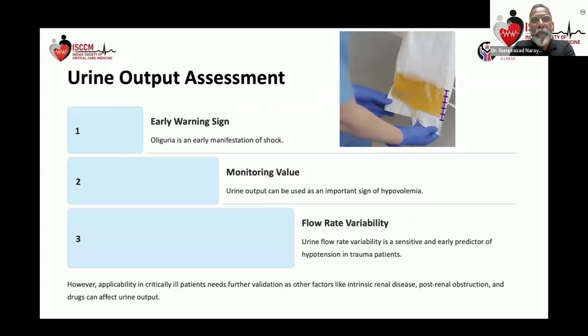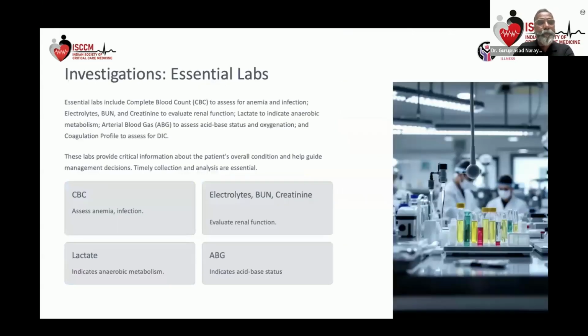If you treat the patient in a very early phase, then the patient's response is also good, and you basically prevent the patient from deteriorating. But here you have to keep in mind that there may be some confounders like intrinsic renal disease, such as a CKD patient whose urine output itself is low, or if he has a post-renal obstruction, or there are some drugs which are affecting the urine output.